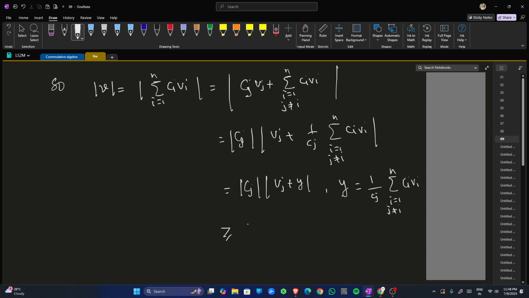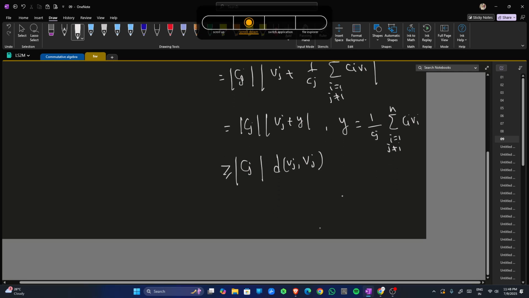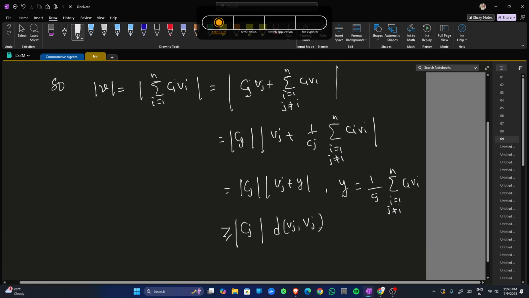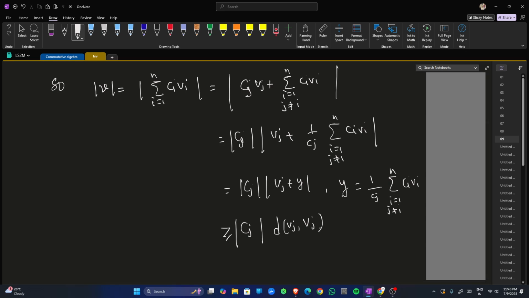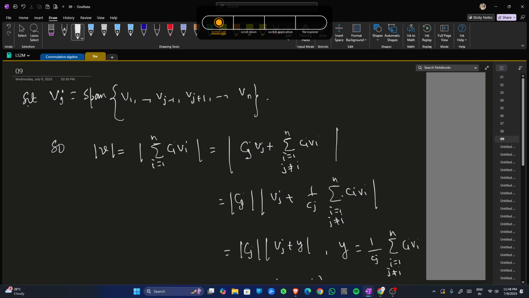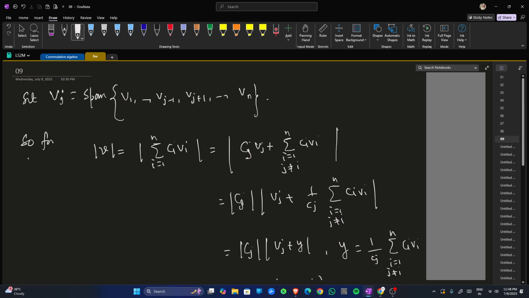Now this whole thing is greater than distance of vj, right? Sorry, কোত্থেকে আসছে স্মল বিটা? Very small v. So small v is any vector in V. Okay. So for v in V.